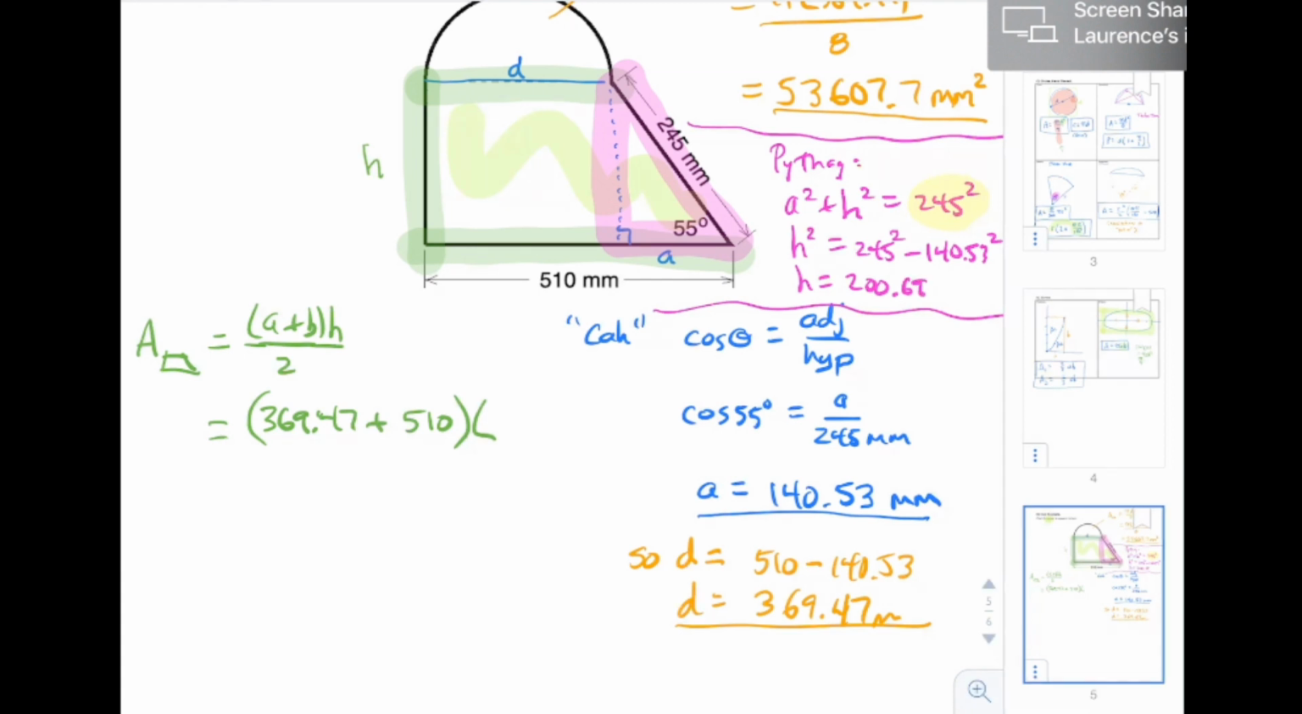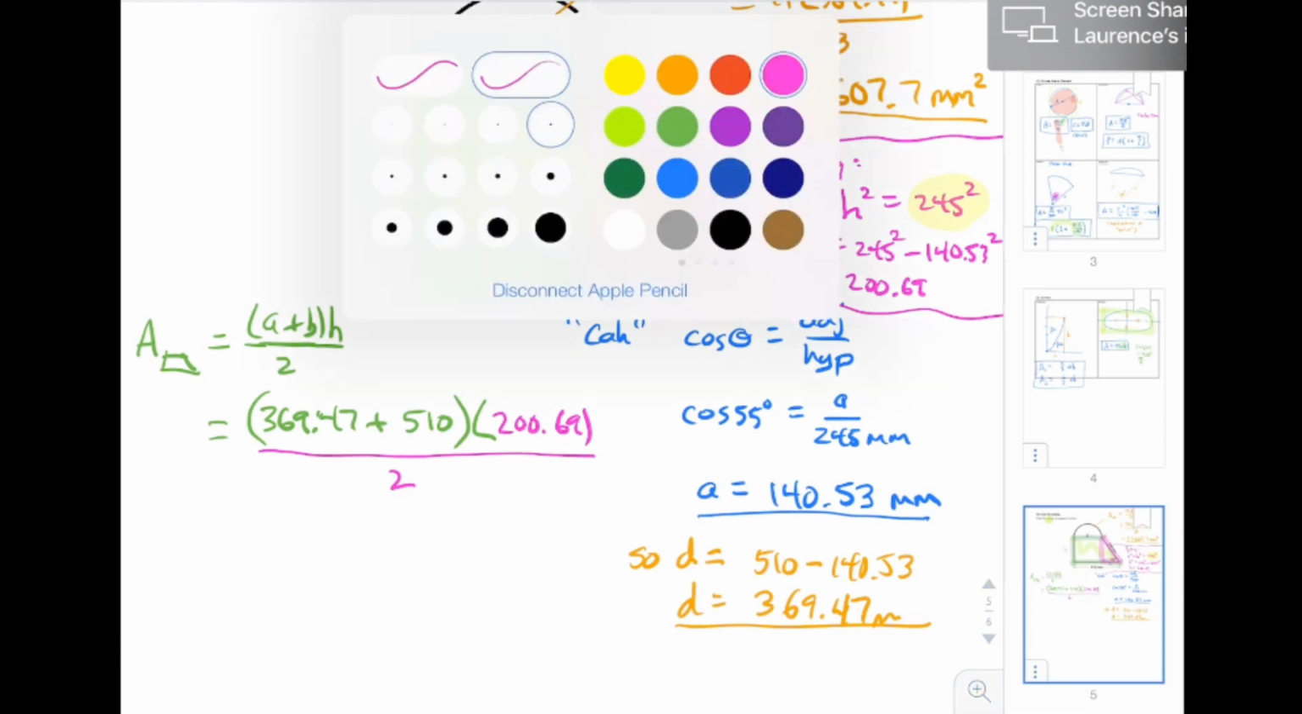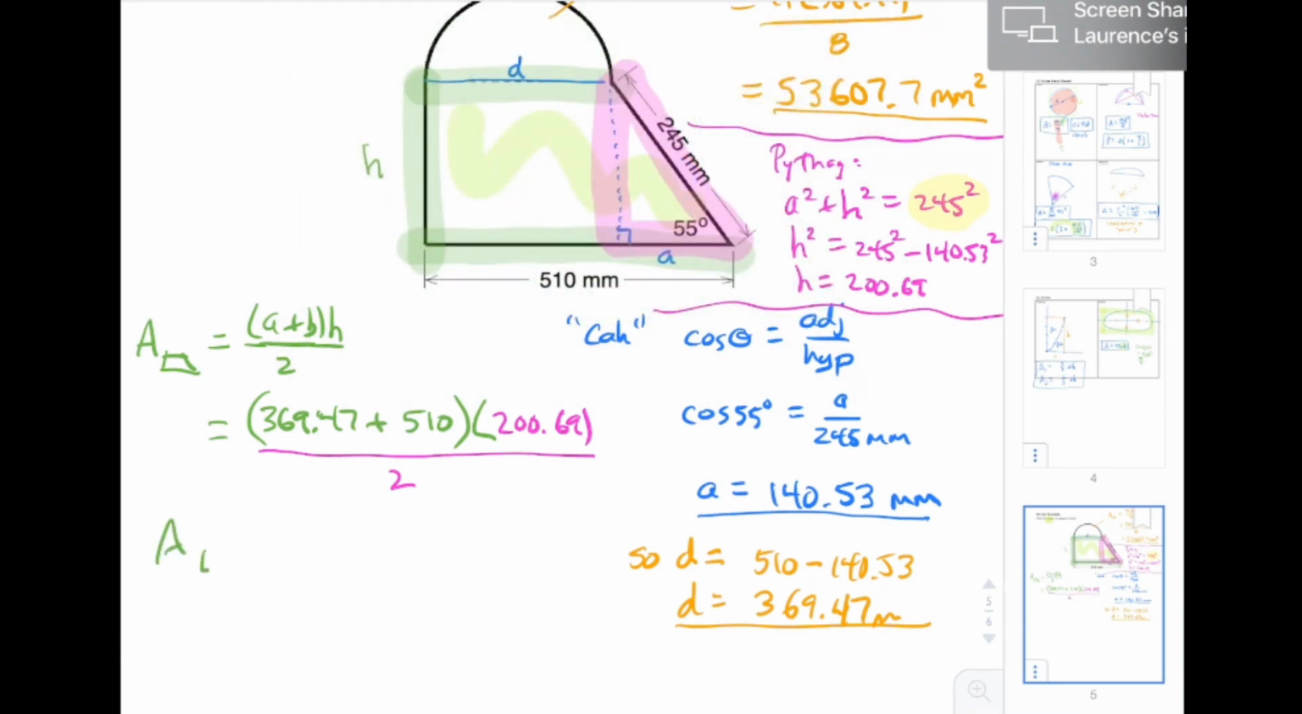So that's what comes into this formula. And then over 2, let's go back to our old colors. So the area of the trapezoid is, punching buttons again, 369.47 plus 510 equals times 200.69 equals divided by 2 equals, it's a lot, it's 88,250, and I'll just give a decimal place, what the heck, 4.4 square millimeters.